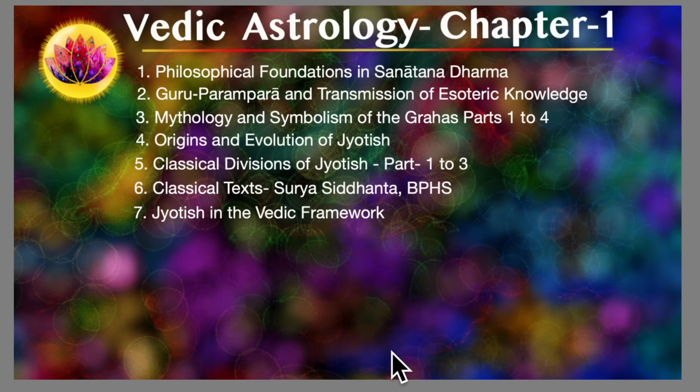It is just a pure science. Number 2, Guru Parampara or transmission of esoteric knowledge. And I'll come to this and cover this in detail in the coming podcast. What is Parampara and what is Guru, the Jupiter? Third is mythology and symbolism of the grahas or the planets, parts 1 to 4. Number 4, origins and evolution of Jyotish. Number 5, classical divisions of Jyotish, parts 1 to 3.